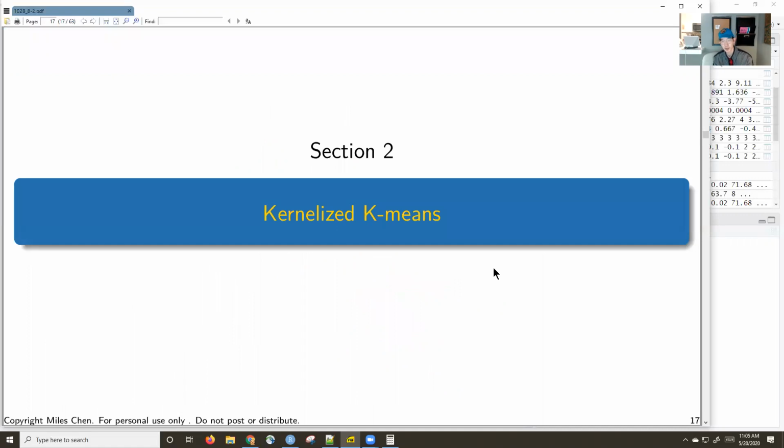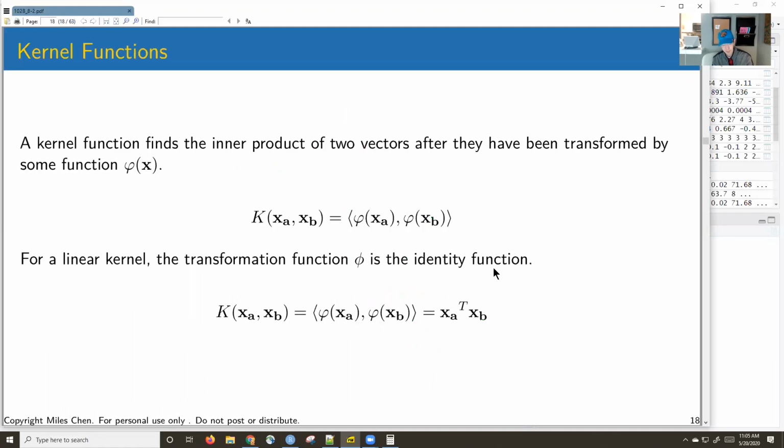Now what we are going to do is kernelized K-means clustering. We saw kernel functions earlier when we were talking about SVM. With SVM, we talked about taking 2-dimensional data and projecting it into 3 dimensions. You can't draw a linear boundary that separates the points in 2D, but if you project it into a higher dimensional space, you can find a linear hyperplane that separates the values. That's what we did in SVM.